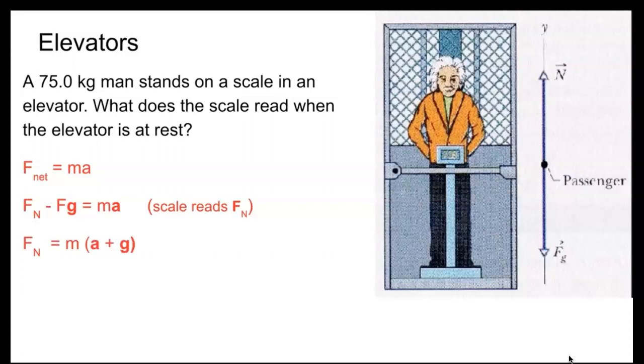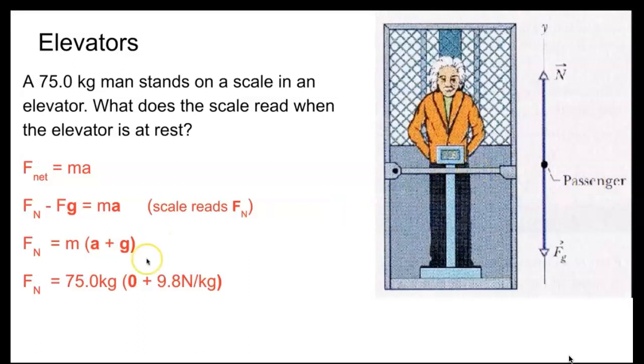Rearranging this for the normal force, I get that the normal force is equal to ma plus the force of gravity, mg. And I've separated it out like this, m times (a plus g). The reason I've written it like this is that this is true for elevators over and over again. In this case, the mass is 75 kilograms. His acceleration is 0. Gravitational field strength is 9.8 newtons per kilogram.